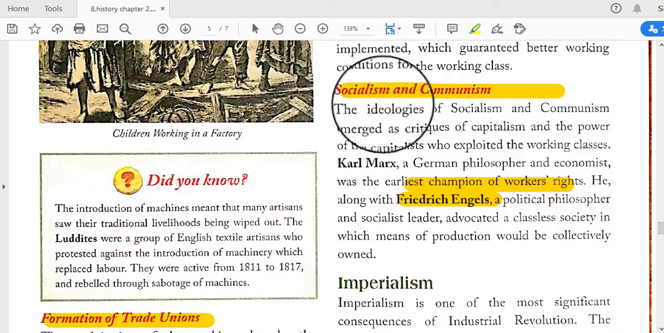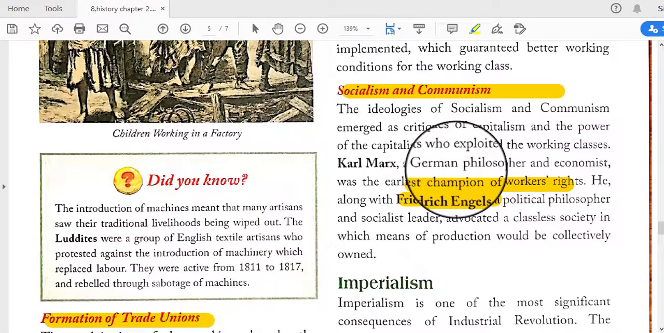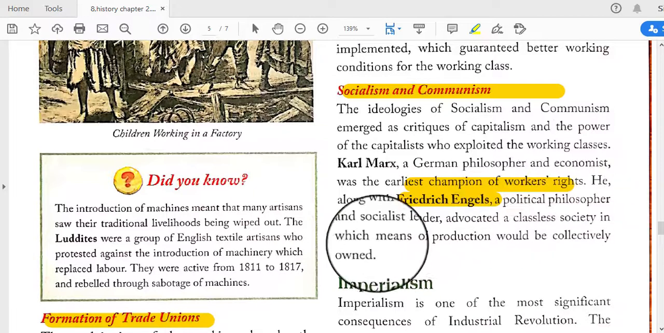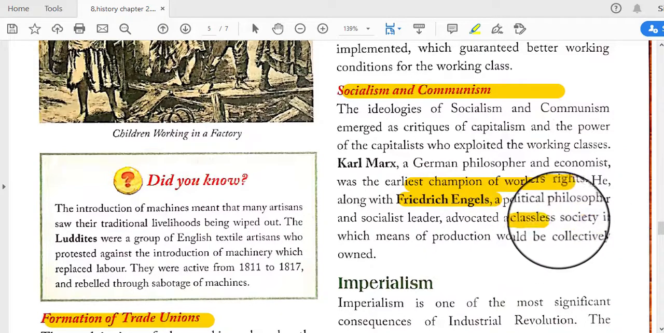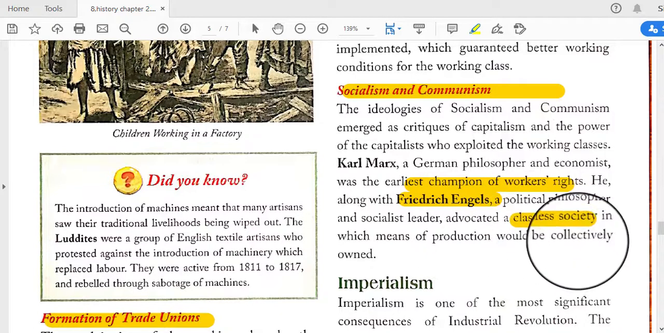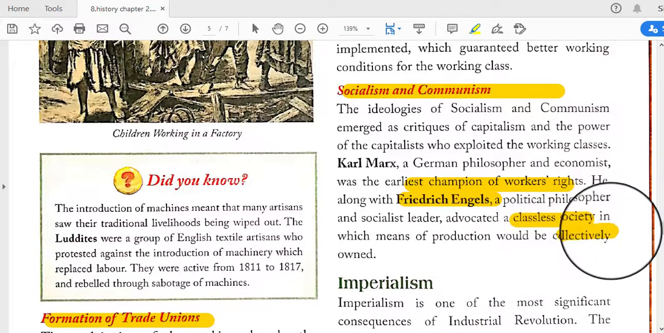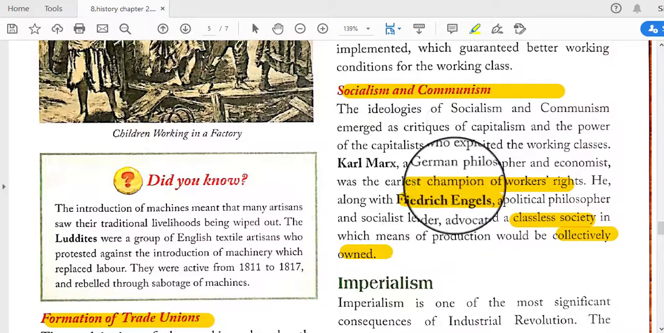advocated a classless society in which the means of production would be collectively owned. So socialism and communalism mean that socially they do some activities, and there was a concept of communalism. Okay, so these are known as socialism and communalism.